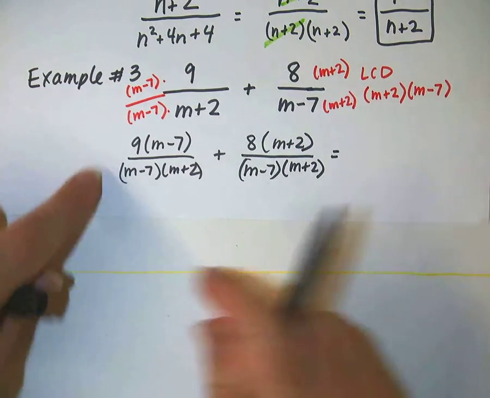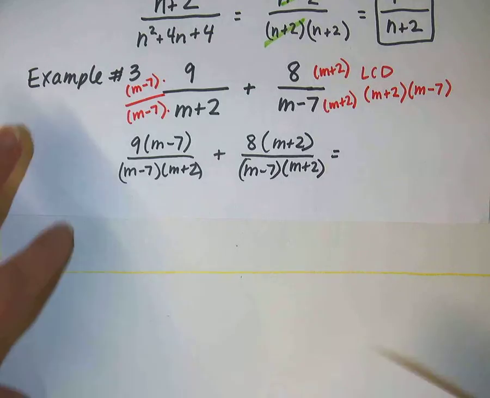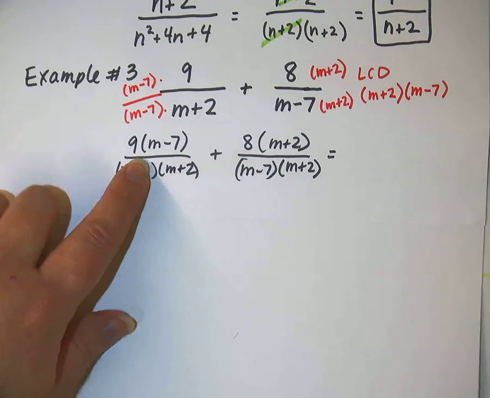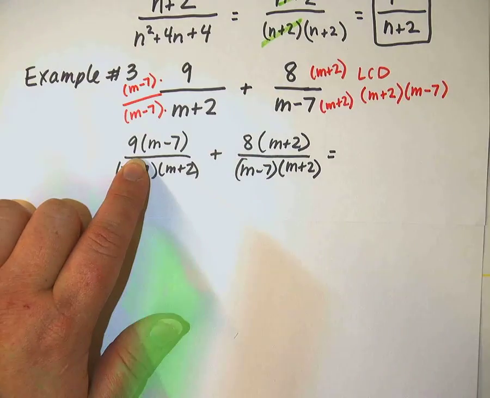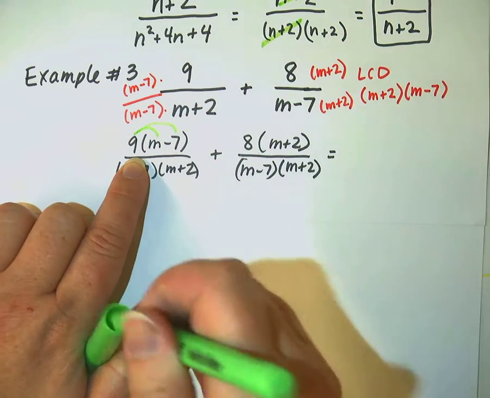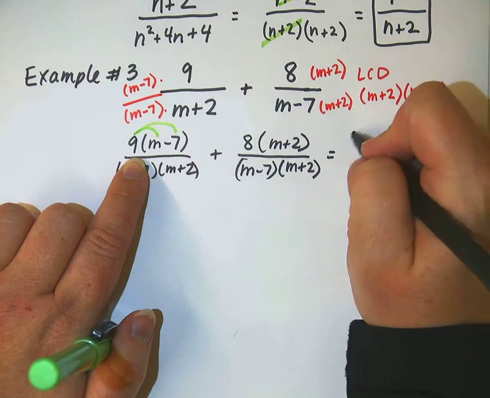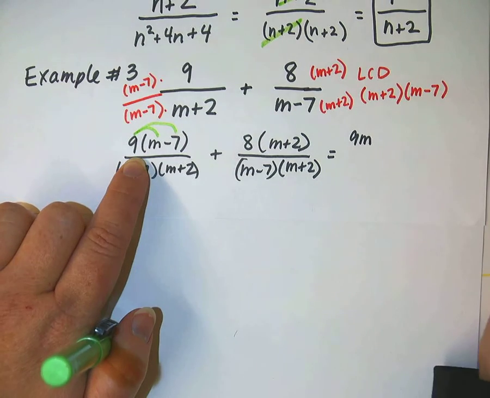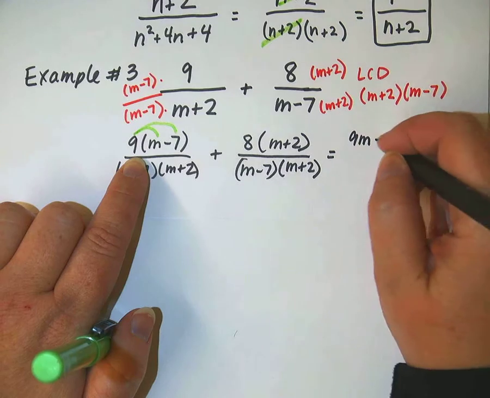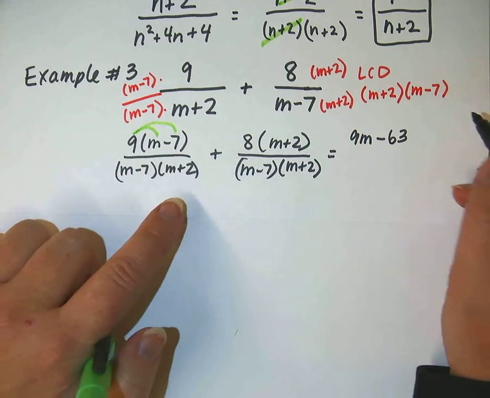Do we need to distribute the numerators? Yes, we do. What do we do to distribute them? What am I talking about? We're going to take 9 times m and 9 times 7. What's 9 times m? 9m. And then what's 9 times 7? Negative 63, because it's a negative 7, which I didn't say the first time, but yeah.